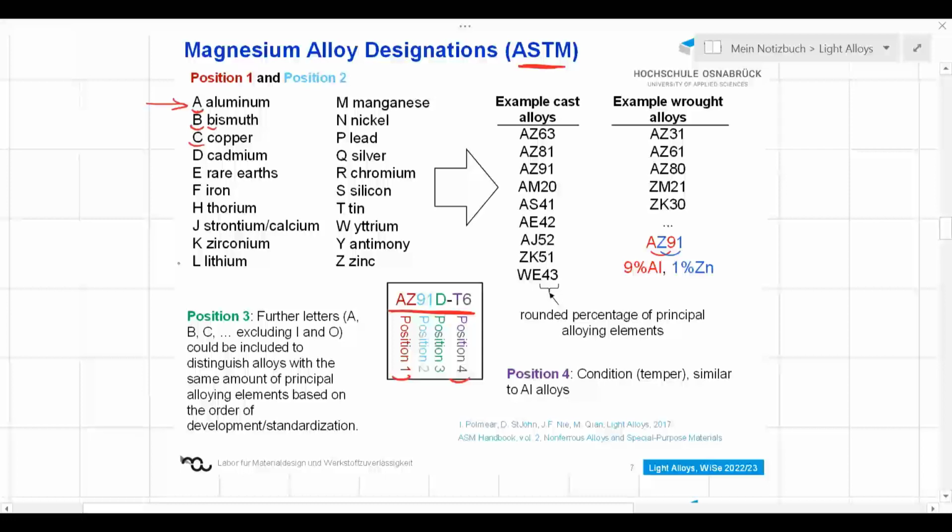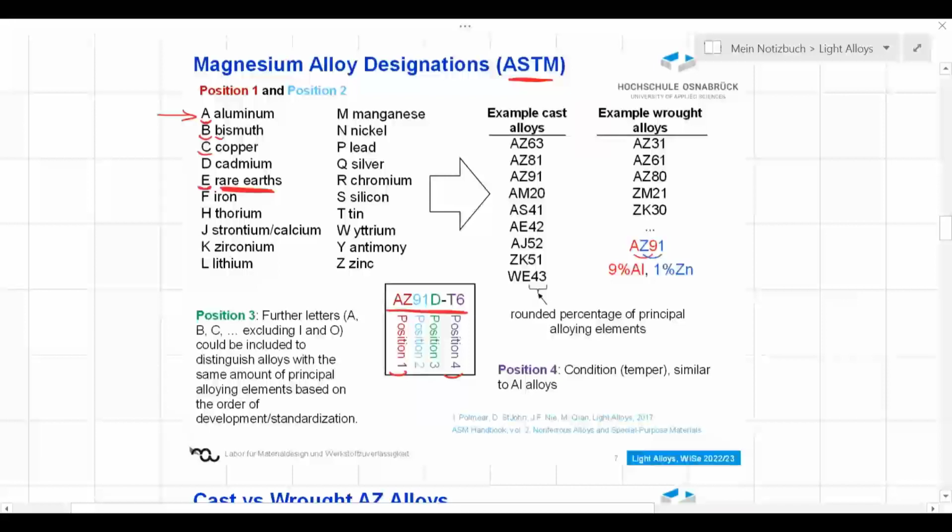And sometimes groups of alloying elements, for example, rare earth elements, get the letter E. So we combine them. If we got scandium, for example, then we could use this letter in order to represent it, and also other rare earth elements. Neodymium, for example, belongs to those elements, but we could just sum them up and collectively refer to them with the letter E.